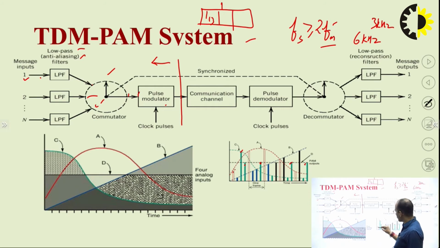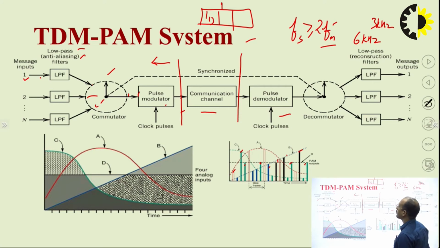Similarly, these are the samples for the red, and for the blue, that are black and blue, and similarly black for this. So, combined they are creating a composite signal here, and that is giving us the TDM PAM signal. Now, that TDM PAM signal will travel through this communication channel. Now, after communication, it will reach the pulse demodulator part.